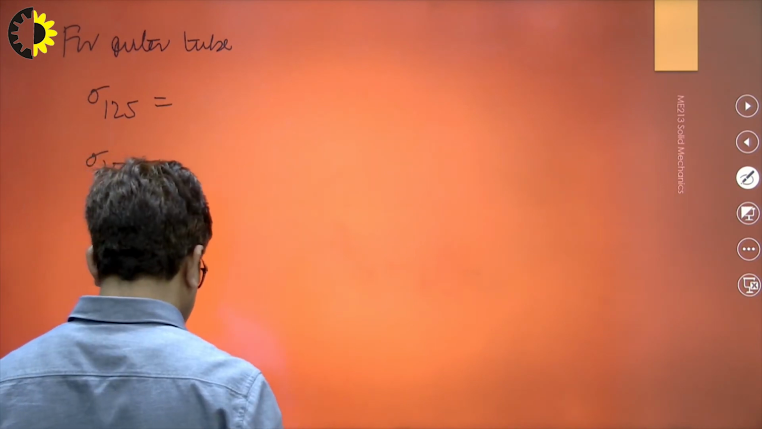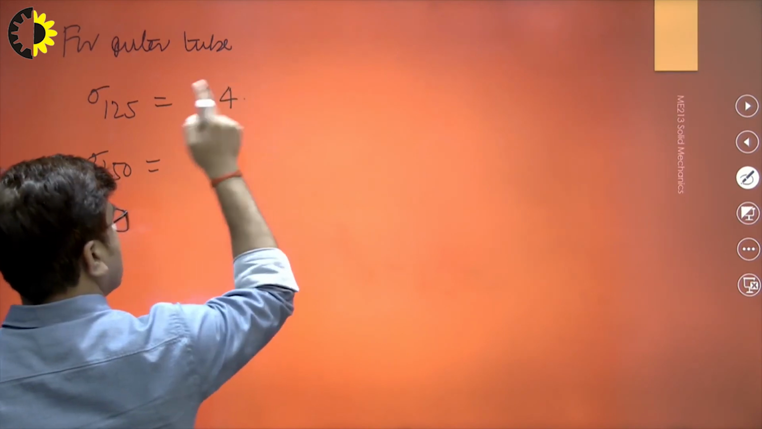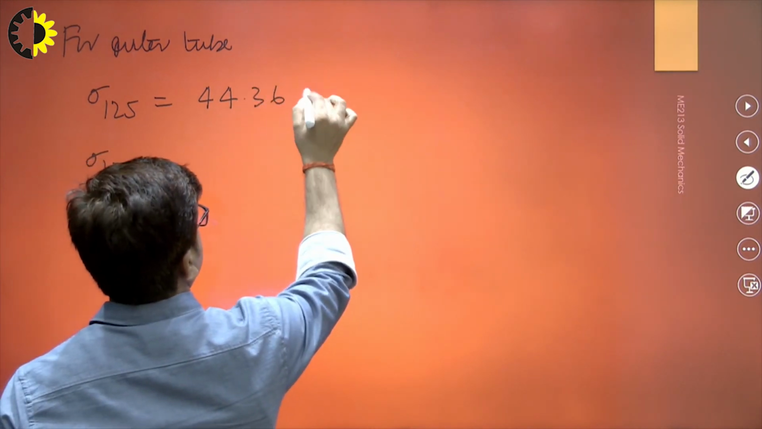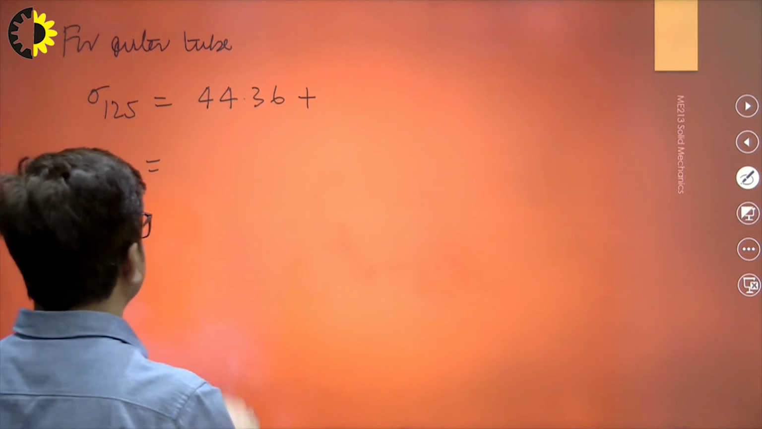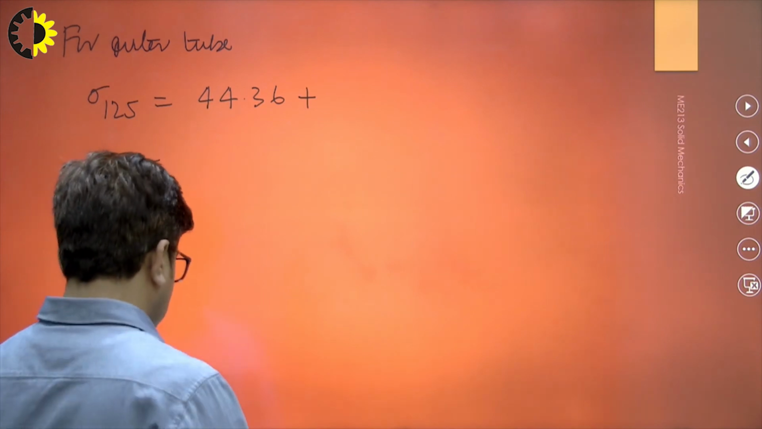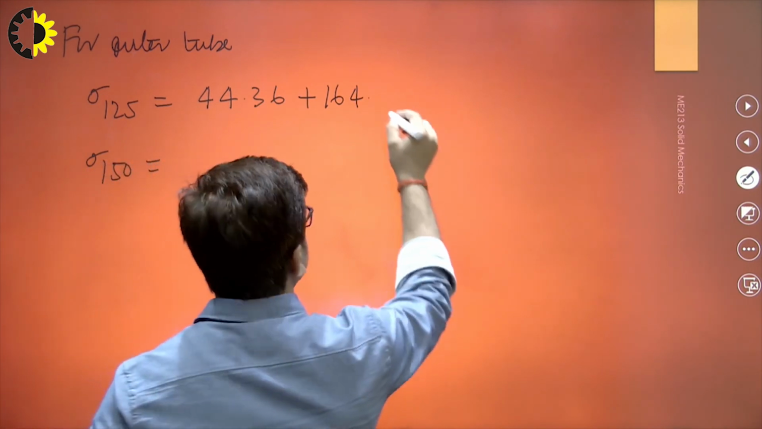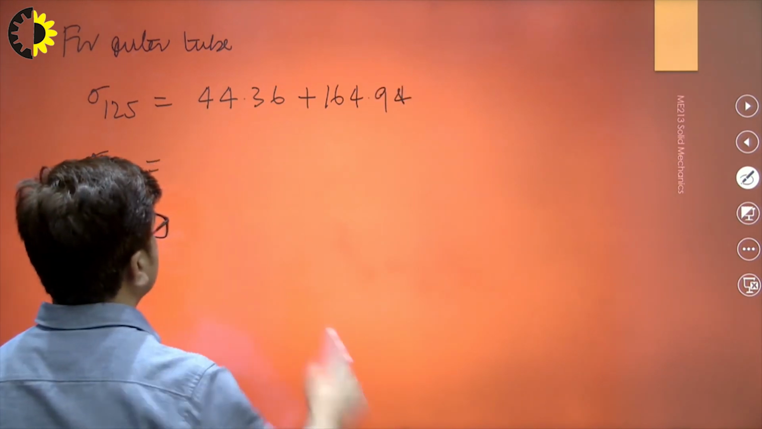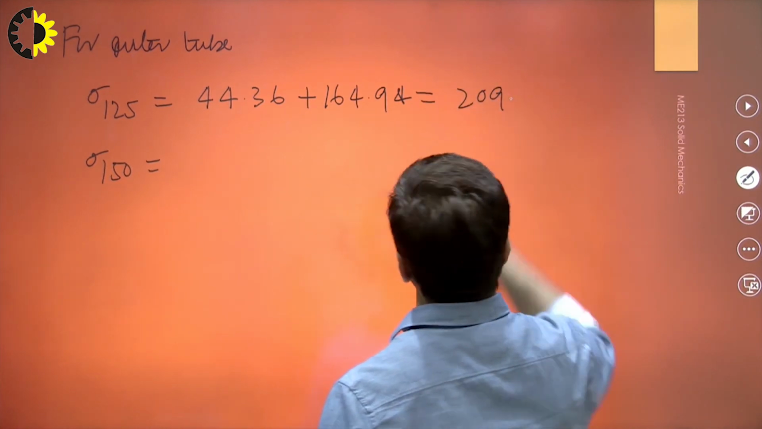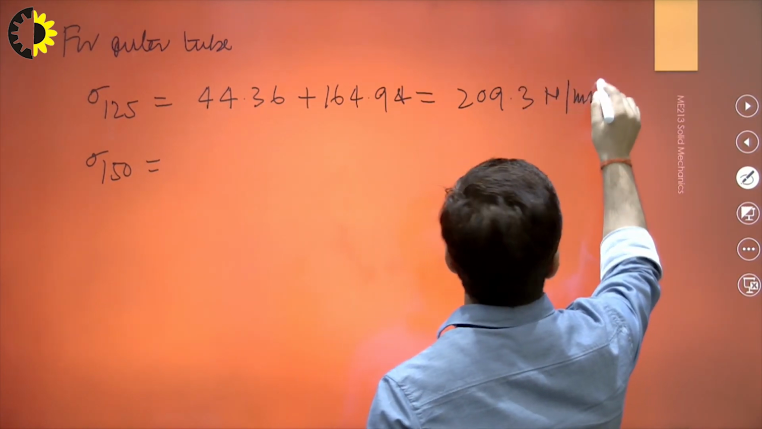Because of shrinking at junction for outer tube, the hoop stress is 44.36, plus because of fluid pressure at the junction for outer tube, the hoop stress is 164.94. So on adding, this comes out as 209.3 Newton per mm square.